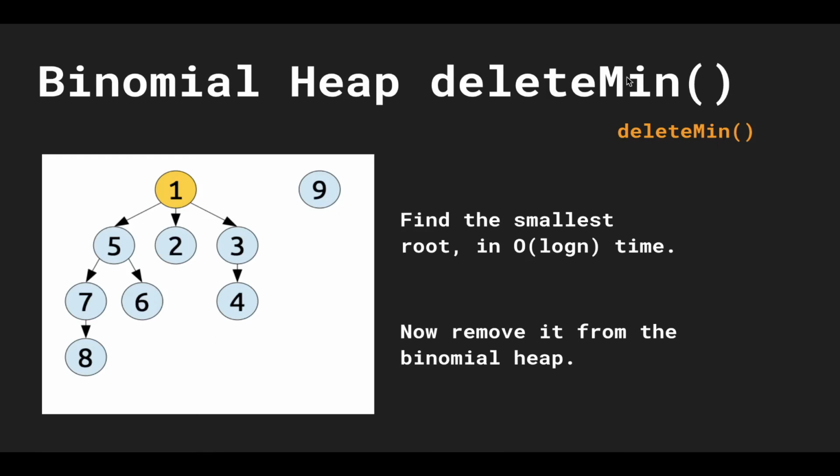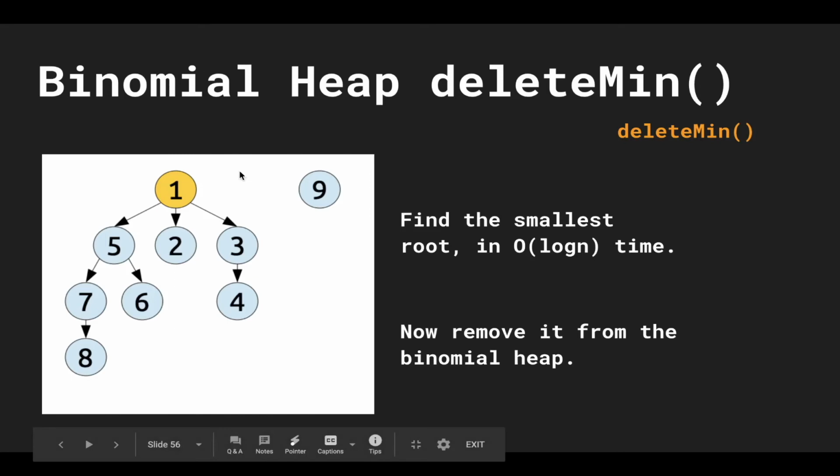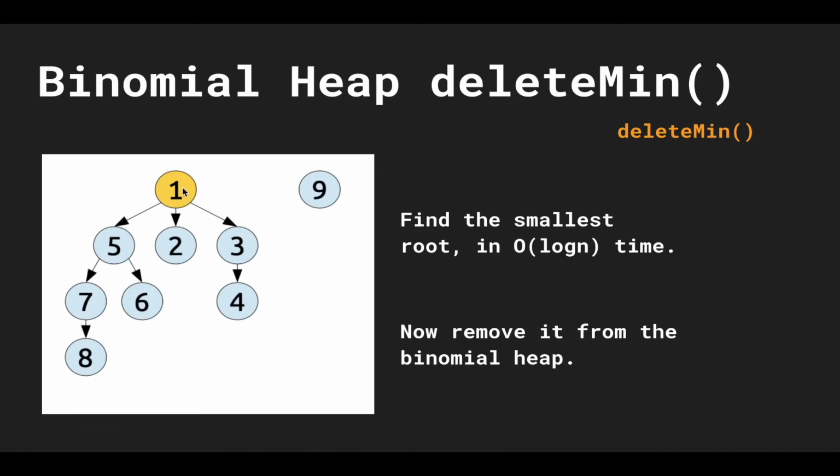The next method we're going to cover is the delete min method. So with regular binary heaps, we had constant access to the minimum. It's the root. But now we have a forest. We have a list of trees. So we don't know which element is the smallest. We don't know which root is the smallest.